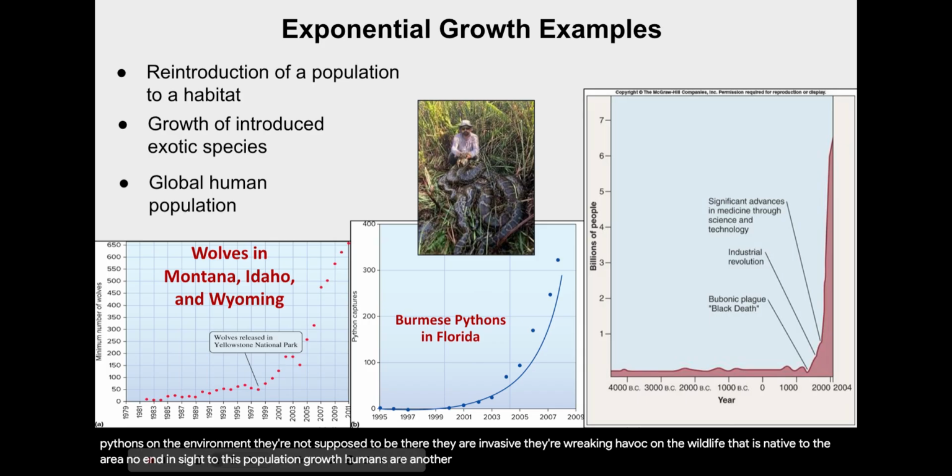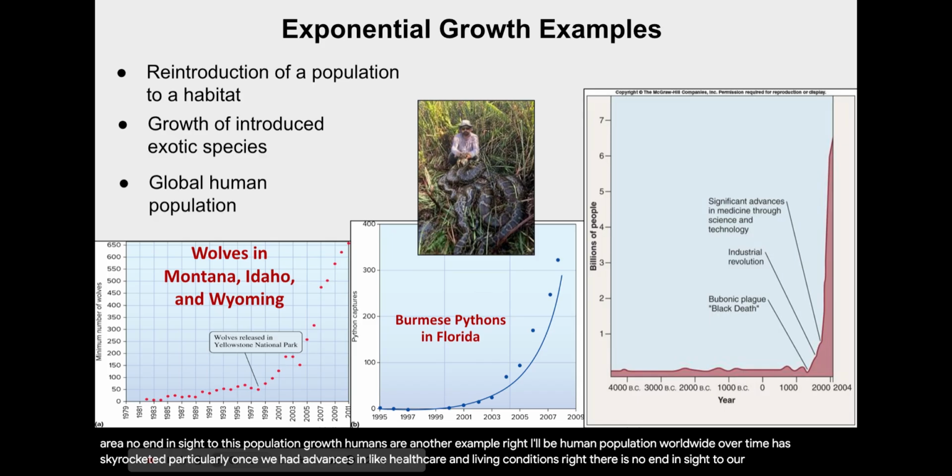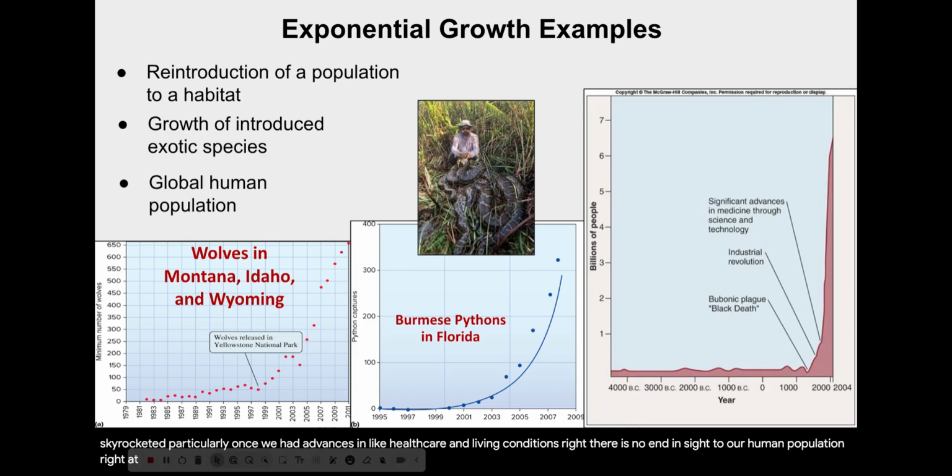Humans are another example, right? The human population worldwide over time has skyrocketed, particularly once we had advances in healthcare and living conditions, right? There is no end in sight to our human population, right? At some point, we might predict our population would plateau because we're going to run out of resources, right? But it hasn't happened yet. We're still showing exponential growth.